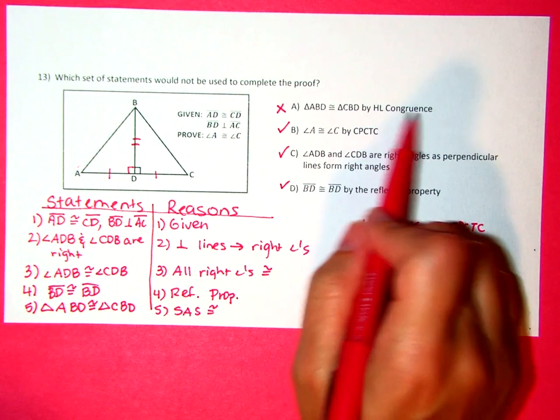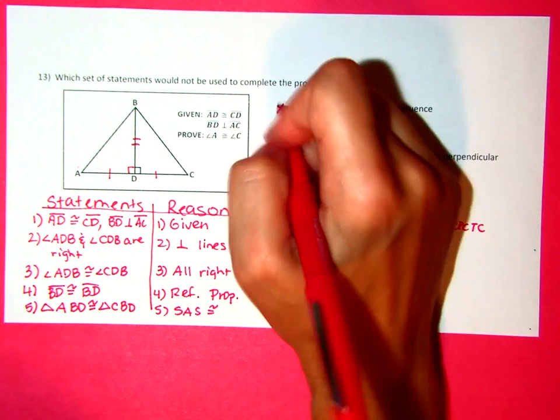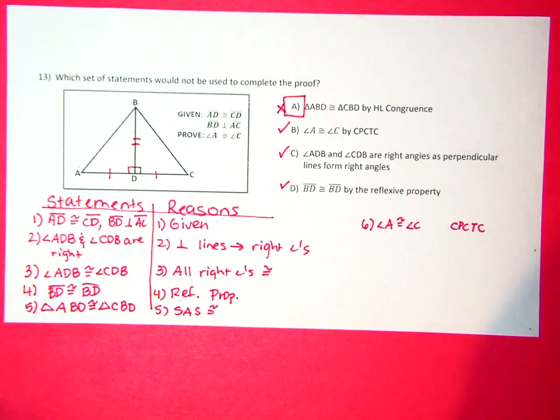If they had only said that this was SAS congruent, that statement would have been true. But we definitely did not prove those two triangles were congruent by HL. So there's our answer choice for number 13.